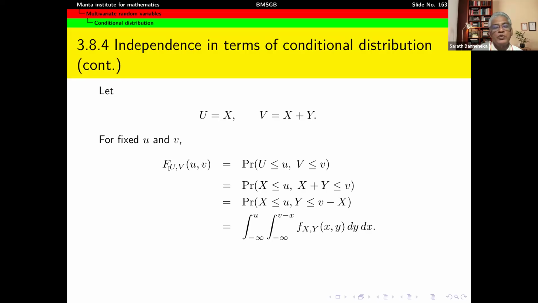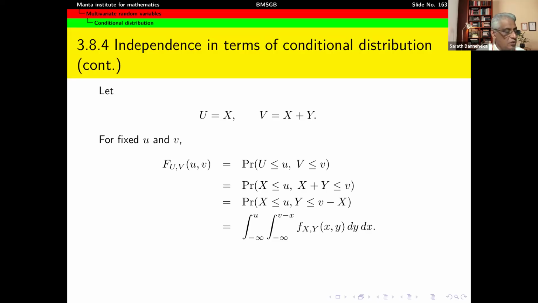So we are looking at the joint cumulative distribution function of U and V. By definition, that is equal to the probability that U is less than or equal to small u, and V, capital V, is less than or equal to small v, right? So when you write U and V in terms of X and Y that we already know, we get this expression. Now notice that this one, X less than or equal to small u and X plus Y less than or equal to small v. Of course, the first one is still the same, but I can write the second one as Y less than or equal to small v minus X.